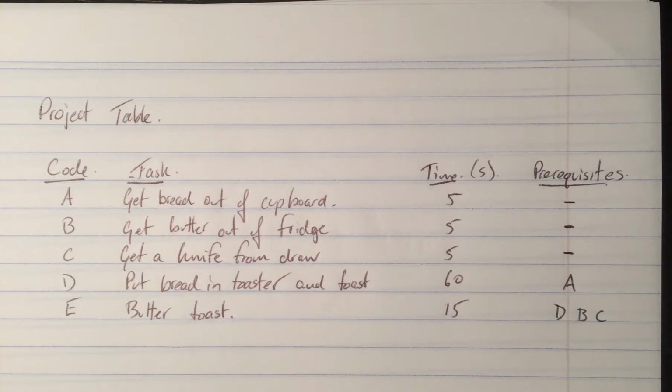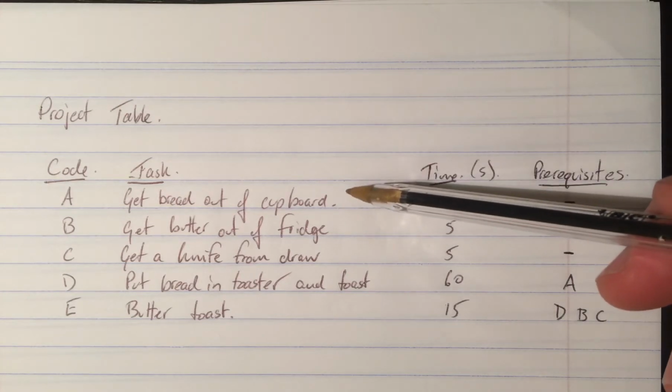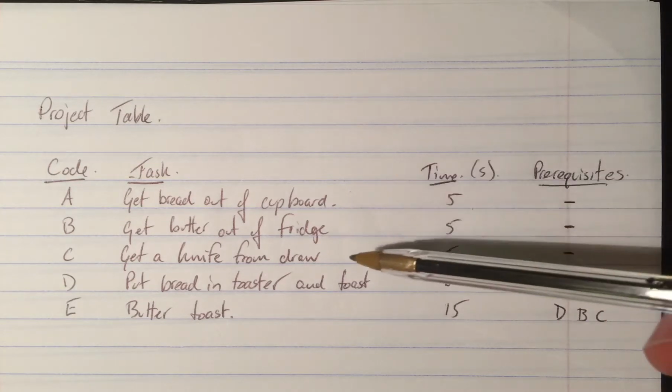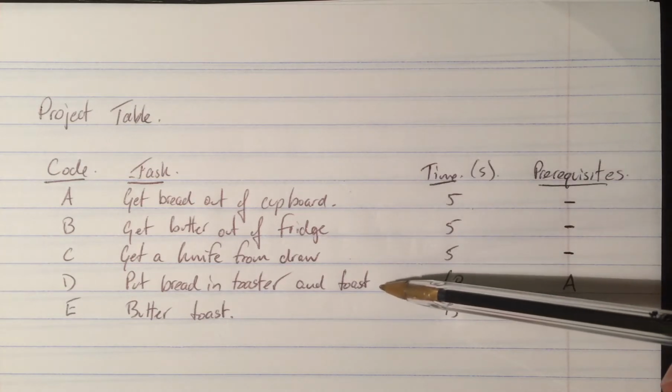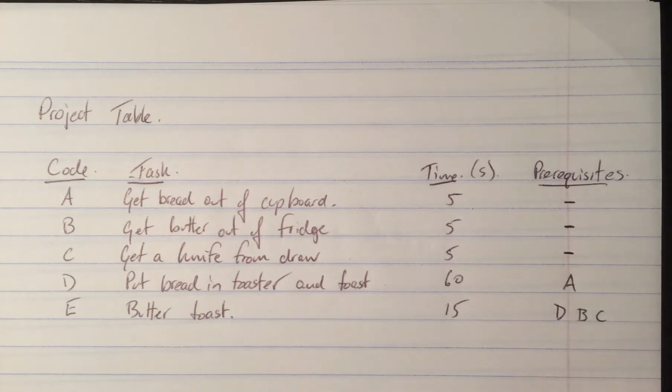In this video, we're going to look at drawing a project network from an activity table. In this case, the activity table represents the project of making buttered toast. The activities involved include getting the bread out of the cupboard, getting the butter out of the fridge, getting a knife from the drawer, putting bread in the toaster and toasting it, and finally buttering the toast. We've got the times in seconds for each of those activities, and we've got the prerequisites listed for each of those activities.